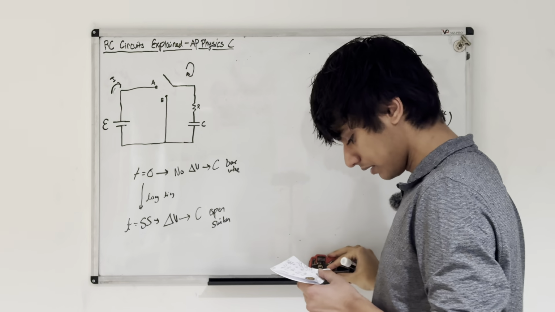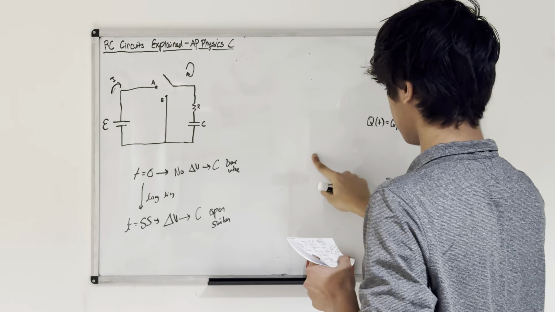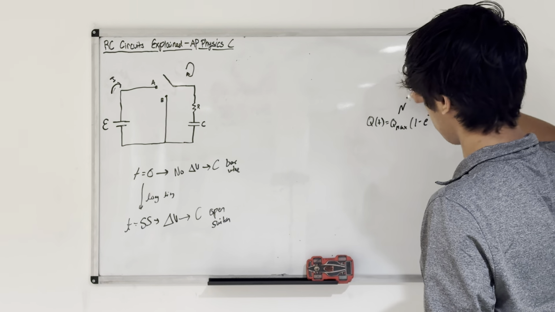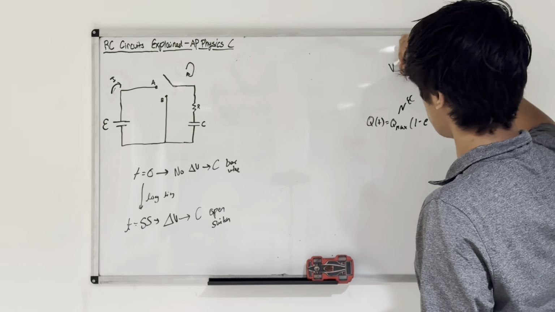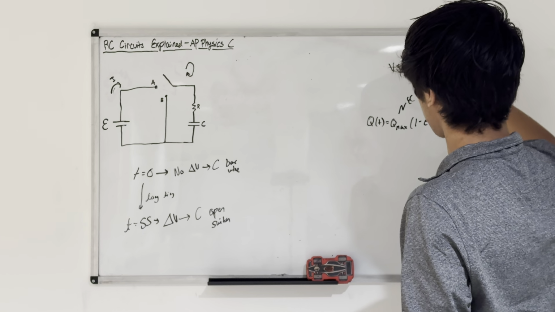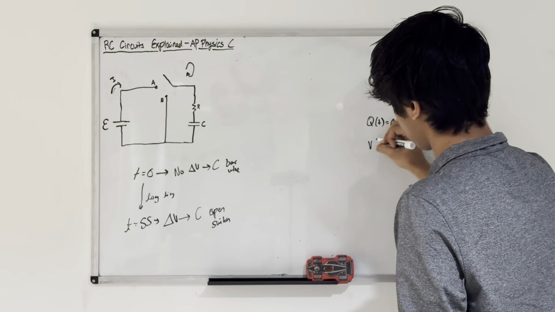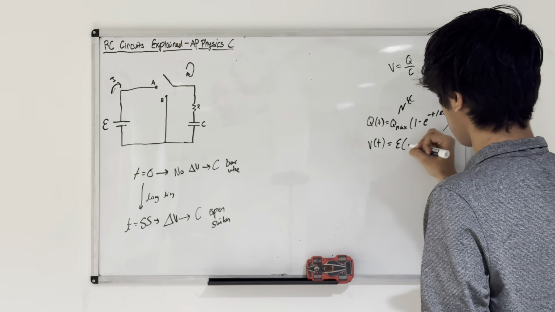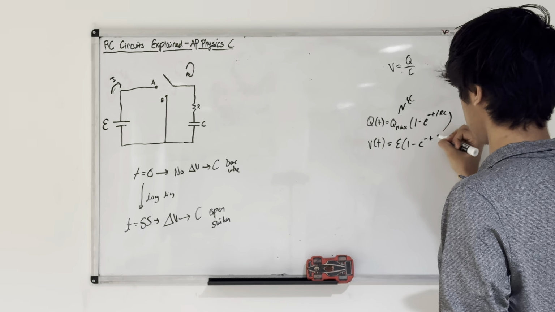Okay? So from this, we can also find things like the voltage. Because voltage, again, this is EC. Voltage is equal to our Q divided by C. So voltage is a function of time. It's equal to E times 1 minus e to the negative t divided by RC.